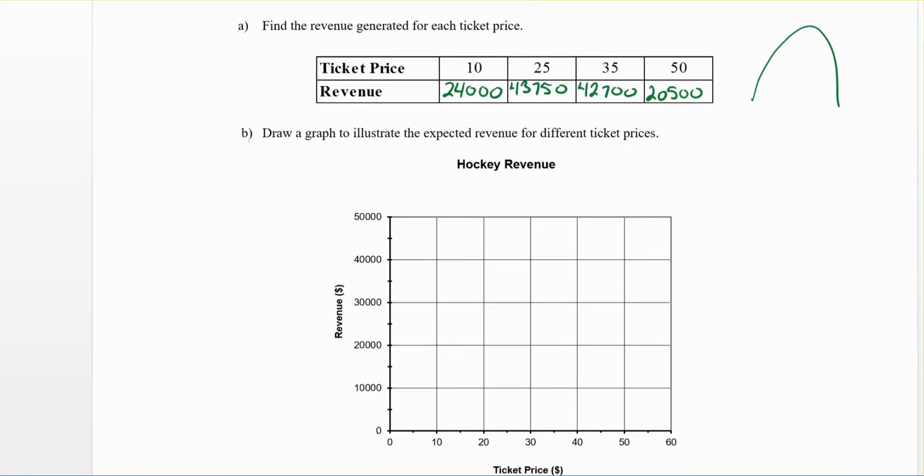So if we look at our graph, left side of our graph is our revenue. The bottom of our graph is our ticket price. Then what we're going to do is plot this. So at 10, we're going to go up to 2,400, something like that. At 25, we're going to go up to 4... yeah, something like that. 35 is going to go 42, so a little bit less maybe. And then 50, just over 20,000. Something like that.